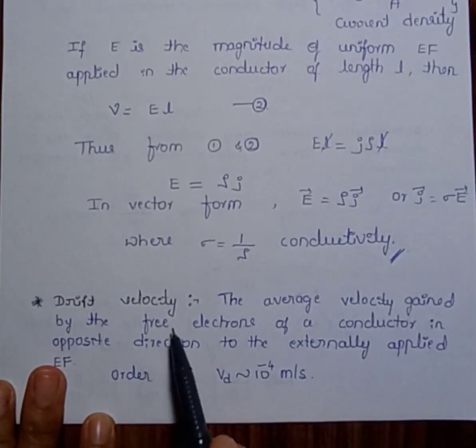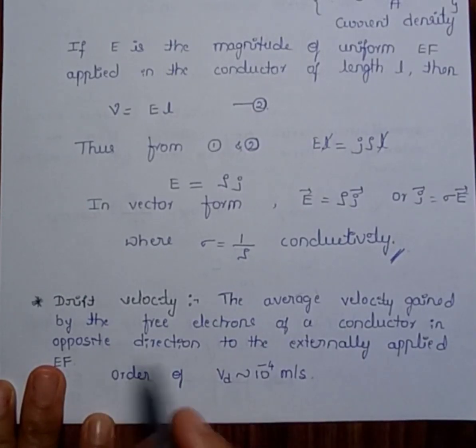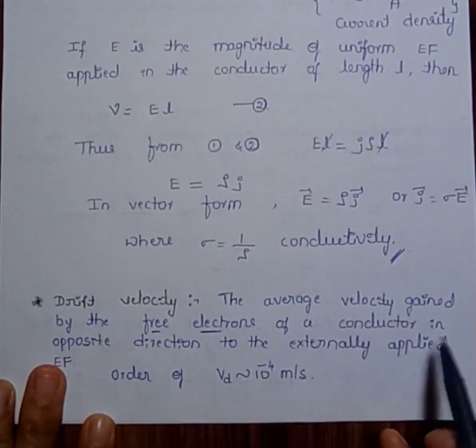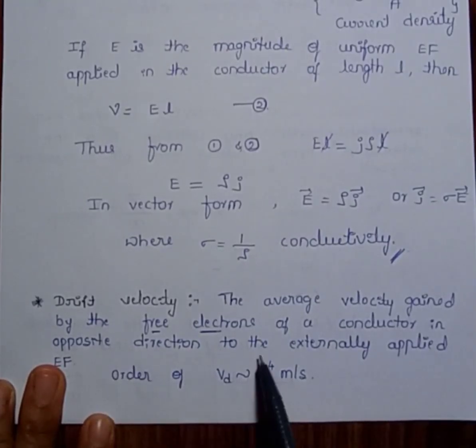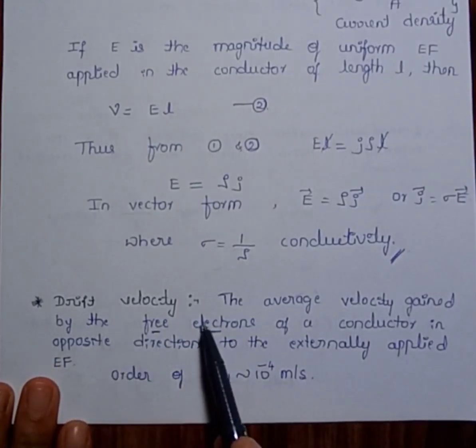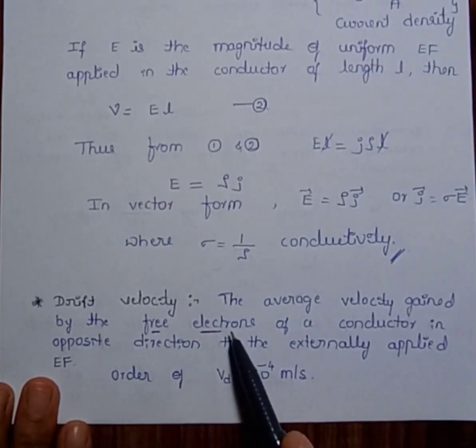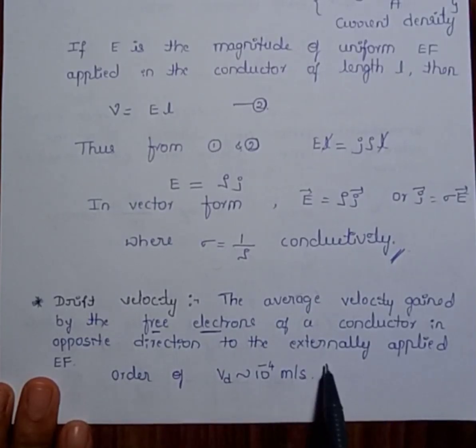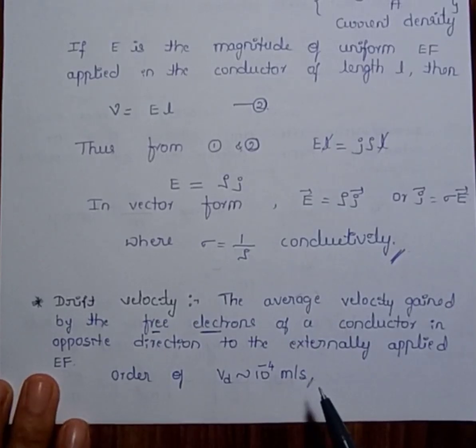Now the concept of drift velocity we have to know. The average velocity gained by the free electrons of a conductor in the direction opposite to the externally applied electric field forms the drift velocity. Means here free electrons gain the average velocity in opposition to the electric field we have applied in that conductor, which gives the drift velocity. Here usually the drift velocity is of the order of 10 raised to minus 4 meter per second.